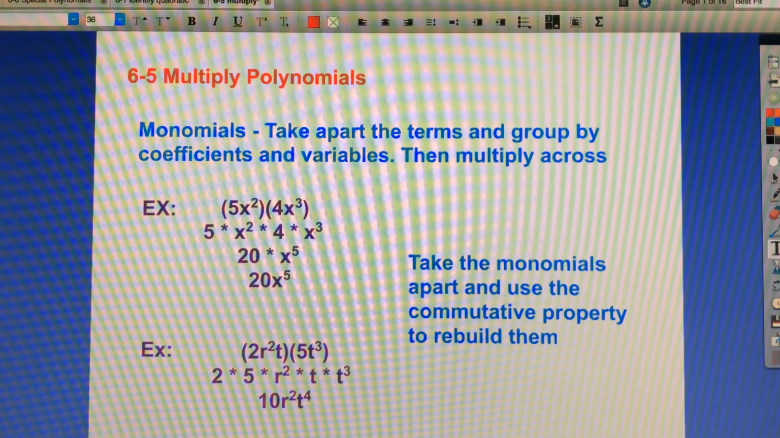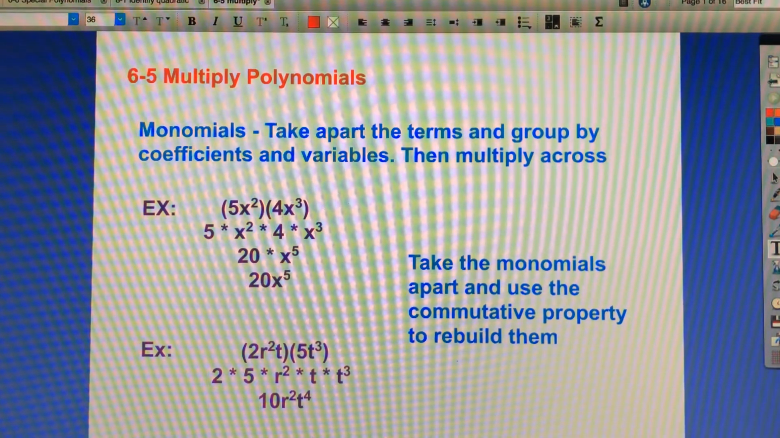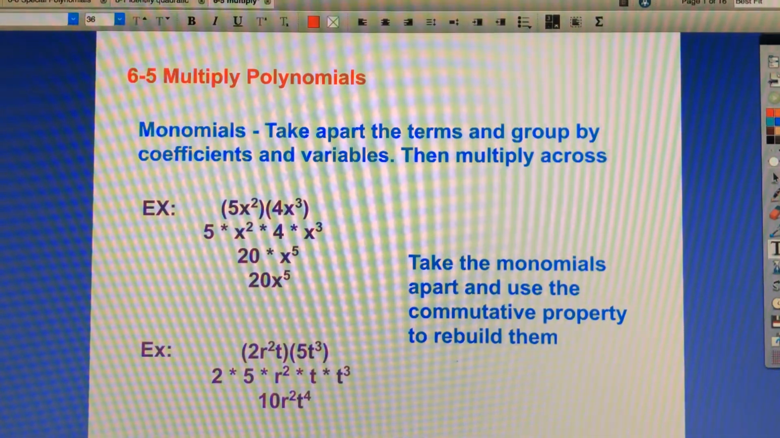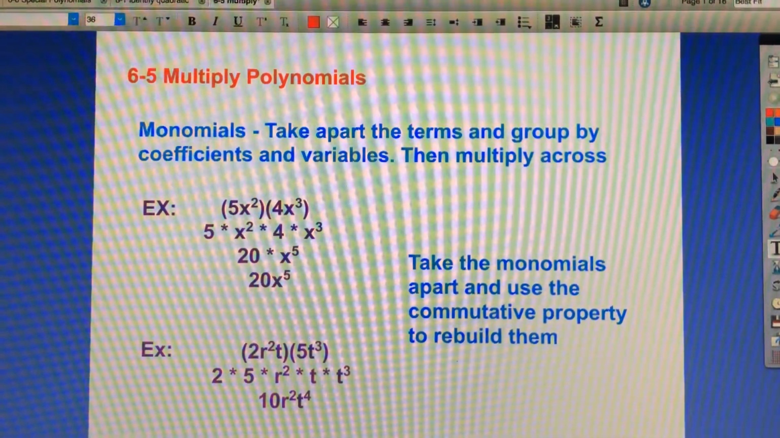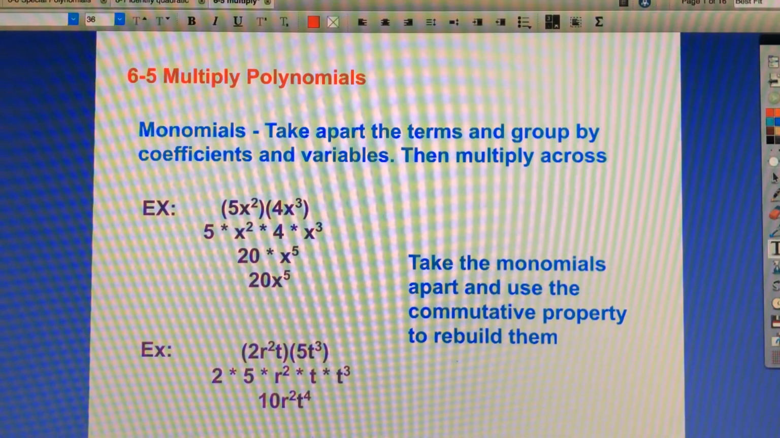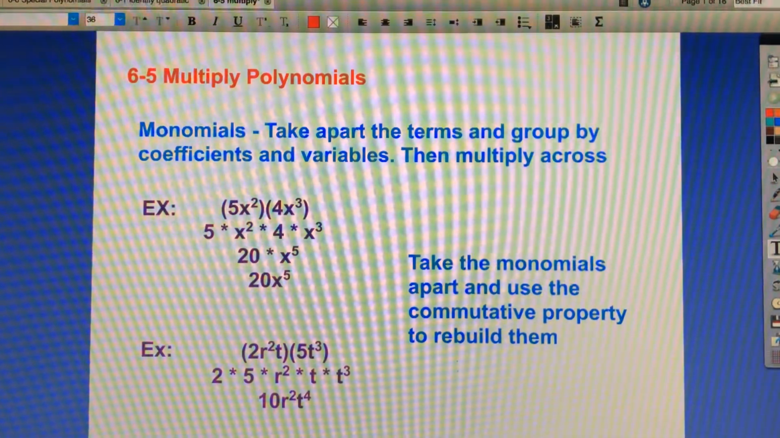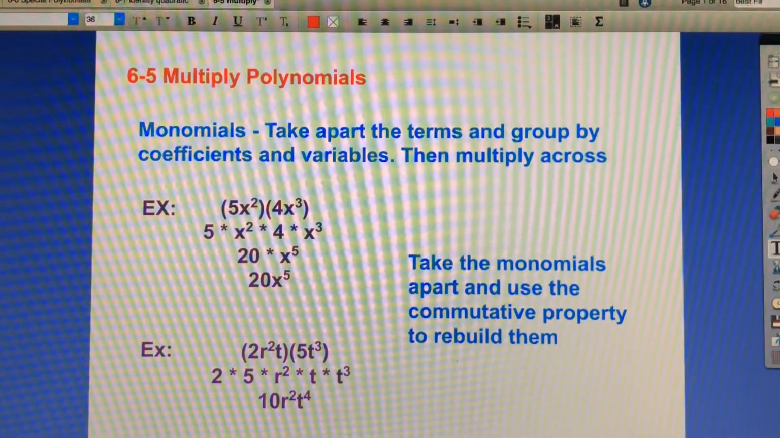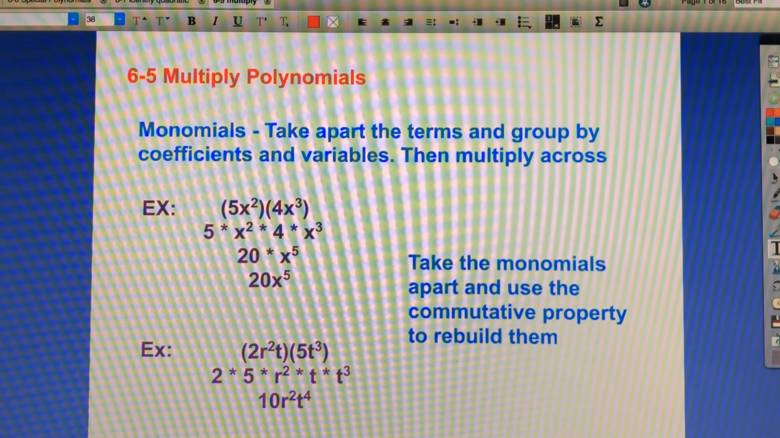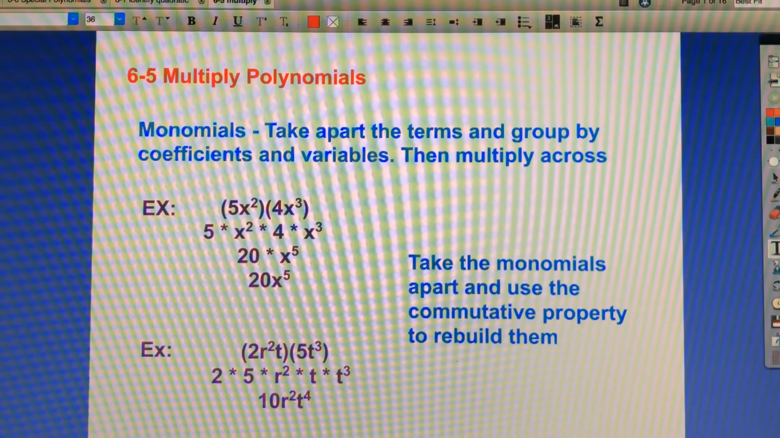So when I look at 5x squared times 4x cubed, I can take it apart: 5 times x squared times 4 times x cubed. I now have 4 separate entities. I can multiply the 5 times 4, which is 20. X squared times x to the cubed is x to the 5th. Now that's assuming everybody has remembered how to do multiplication with exponents. If you have the same base, you can add the exponents. So I now have 20x to the 5th.